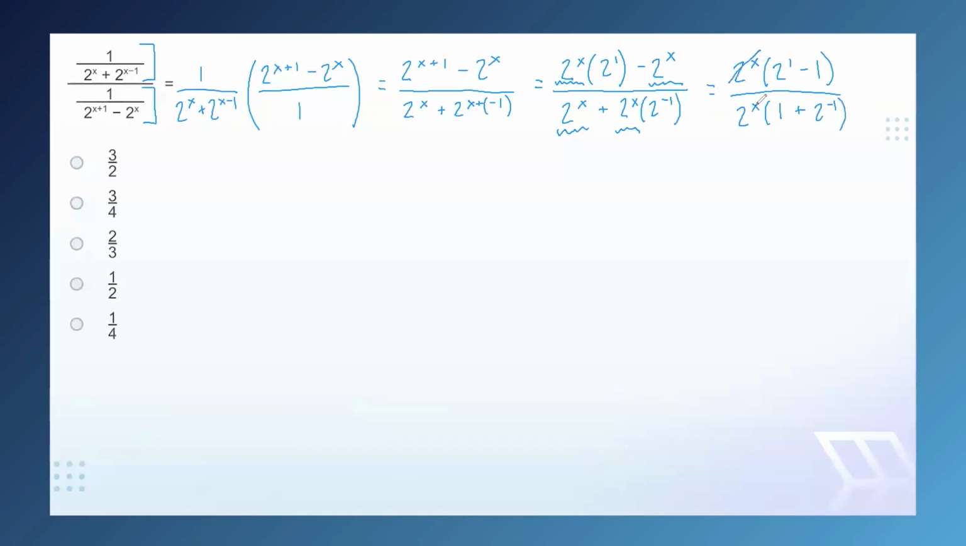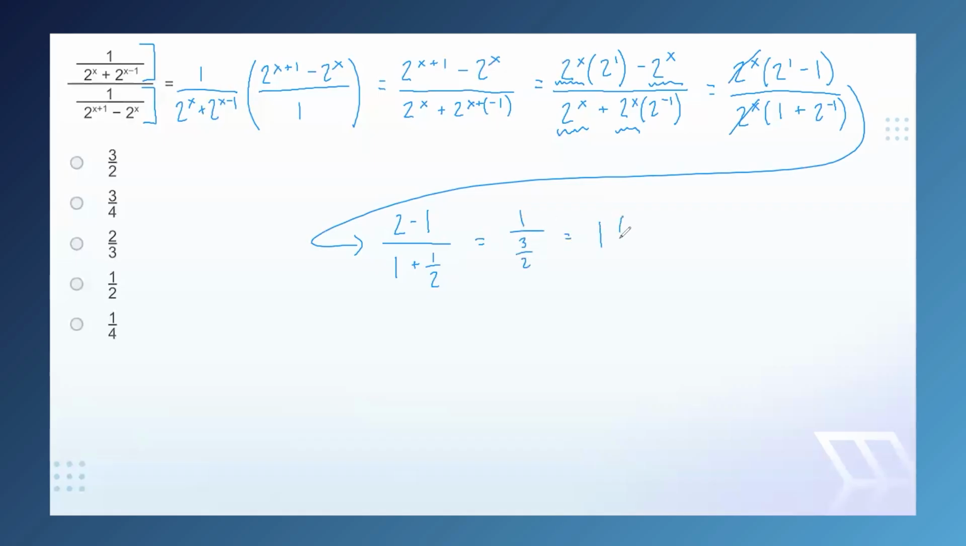From here, I can cancel out my 2 to the x, and I can simplify my terms a little bit. So I'm going to have 2 minus 1 in my numerator and 1 plus 1/2 in my denominator. So I have a negative exponent. That's going to mean that I take the reciprocal of what it would be with a positive exponent. Okay, so I have 1 over 3 over 2 multiplied by the reciprocal of the denominator is 1 times 2 over 3, or 2 over 3. My correct answer is C.